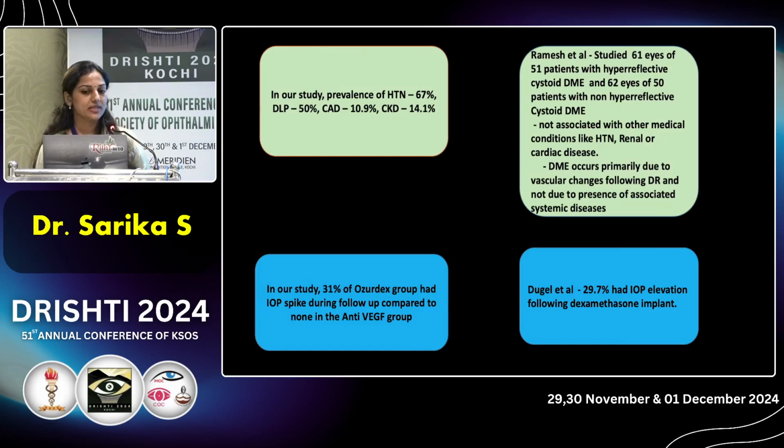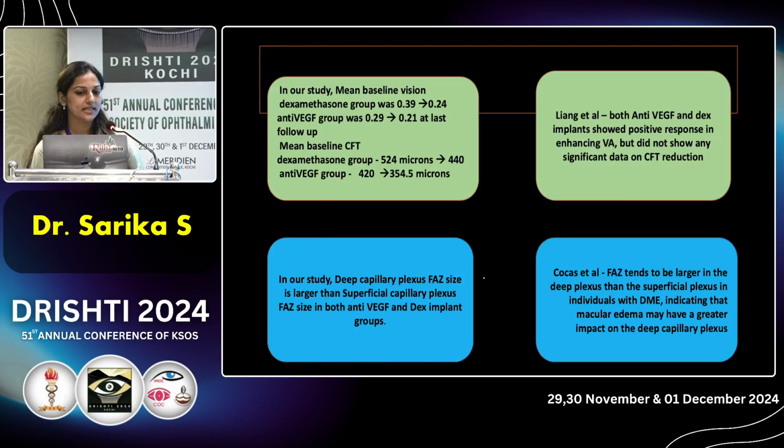In our study, the prevalence of hypertension and dyslipidemia was more. The study by Ramesh et al. studied hyperreflective and non-hyperreflective cystoid diabetic macular edema, and they noted no association with other medical conditions. In our study, the 31% in the dexamethasone group had an IOP spike, which is similar to the Dougal et al. study. In our study, the mean baseline vision improvement and central foveal thickness reduction was similar to the Liang et al. study. And in our study, the deep capillary plexus size is larger than the superficial capillary plexus size, similar to the Koskas et al. study.